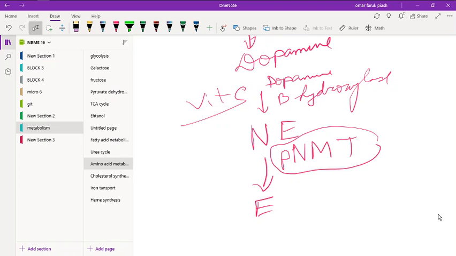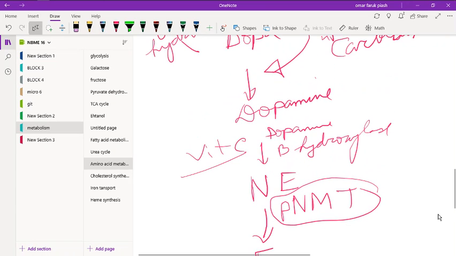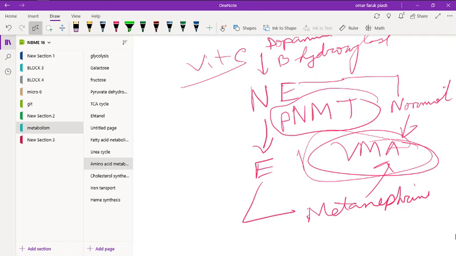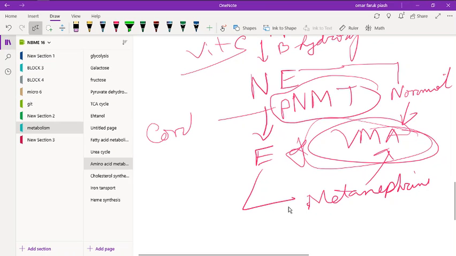This is the most important enzyme. Dopamine can be converted into homovanillic acid. Norepinephrine can be converted into normetanephrine, and epinephrine can be converted into metanephrine. And this metanephrine and normetanephrine can be further converted into VMA, vanillylmandelic acid. And this enzyme PNMT can be stimulated by cortisol.